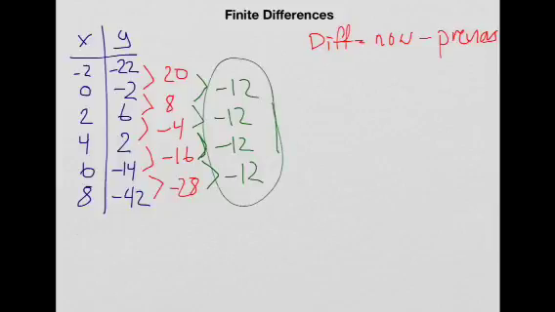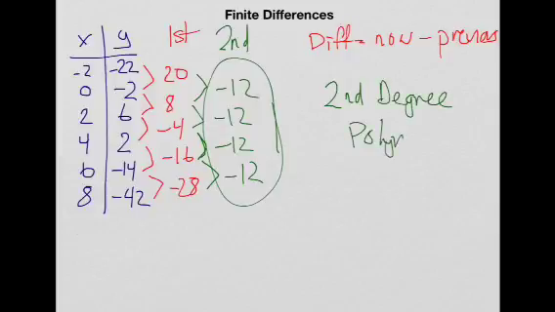In this case, we get a common difference. So this is what we're looking for. We went through and said, here was my first difference. It didn't do the job. The second difference did the job. It's a constant. That means that this is a second degree polynomial, or a quadratic.